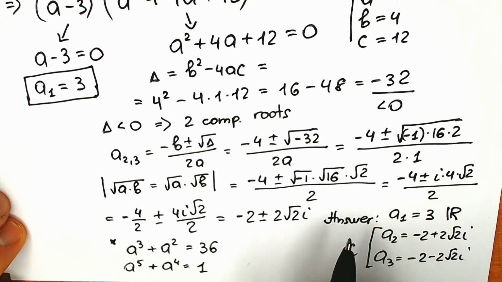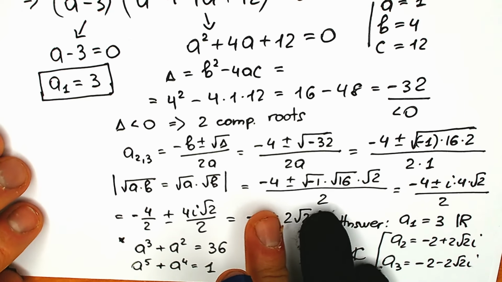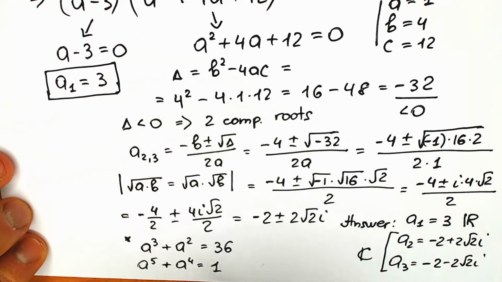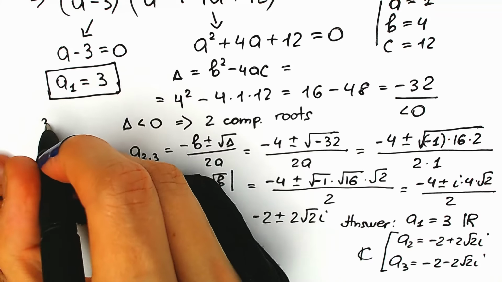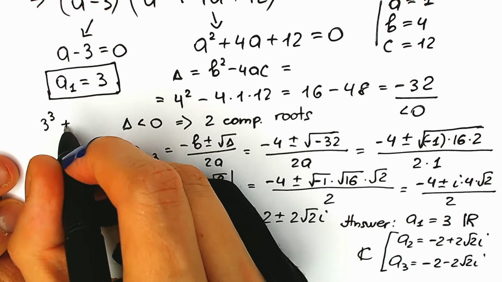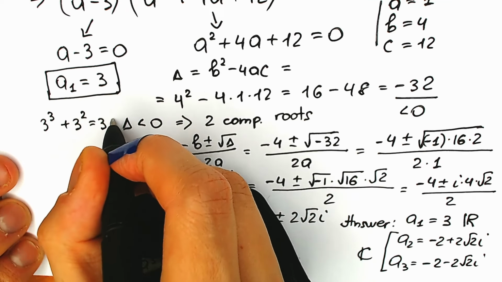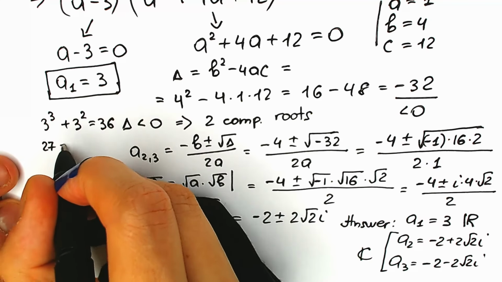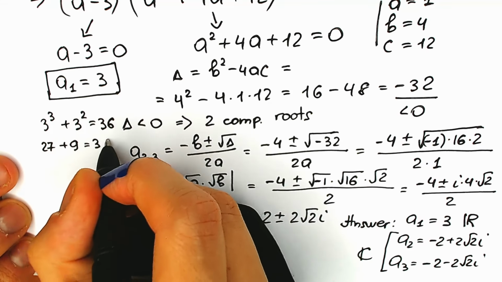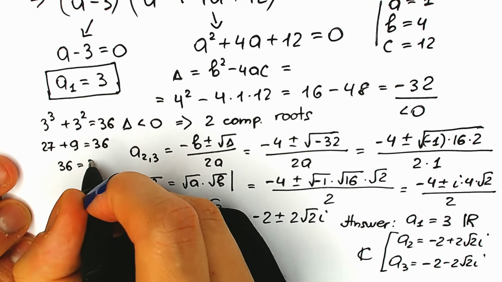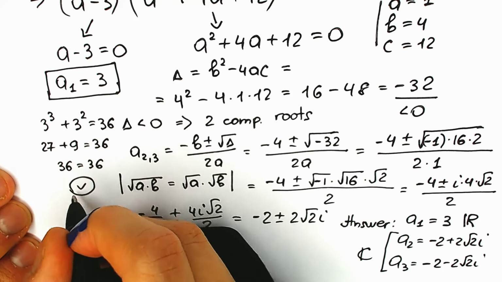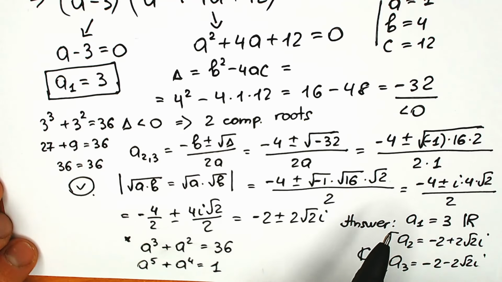This is our answer. Finally, let's check real quick our a first equal to 3. So we have a cube plus a square equal to 36. So we have 3 cube plus 3 square equal to 36, and everything is great because 27 plus 9 equal to 36. So 36 equal to 36. So this is a great root. Everything is great. I don't want to check this complex root. Of course, if you want, you can easily check it. It will be your homework. If you want to practice with a complex root, you can easily check it.